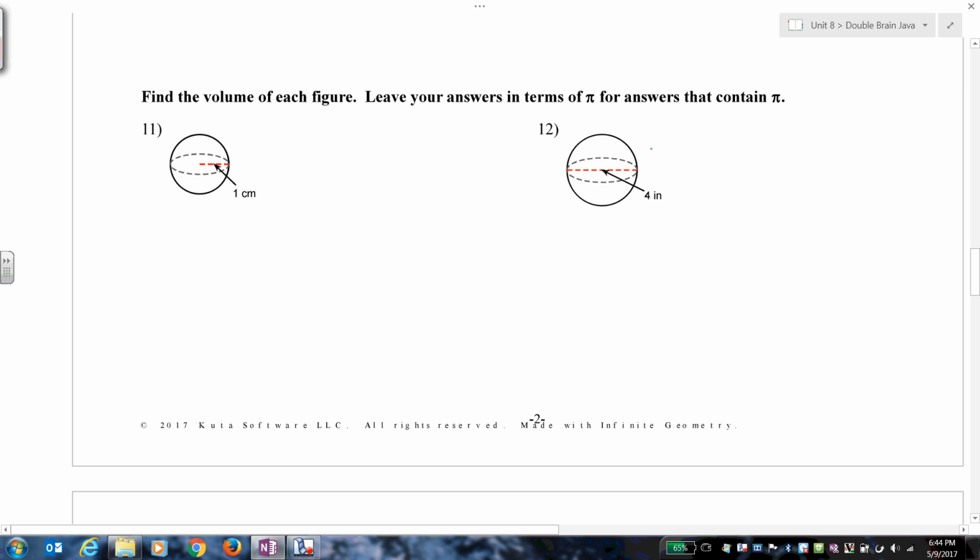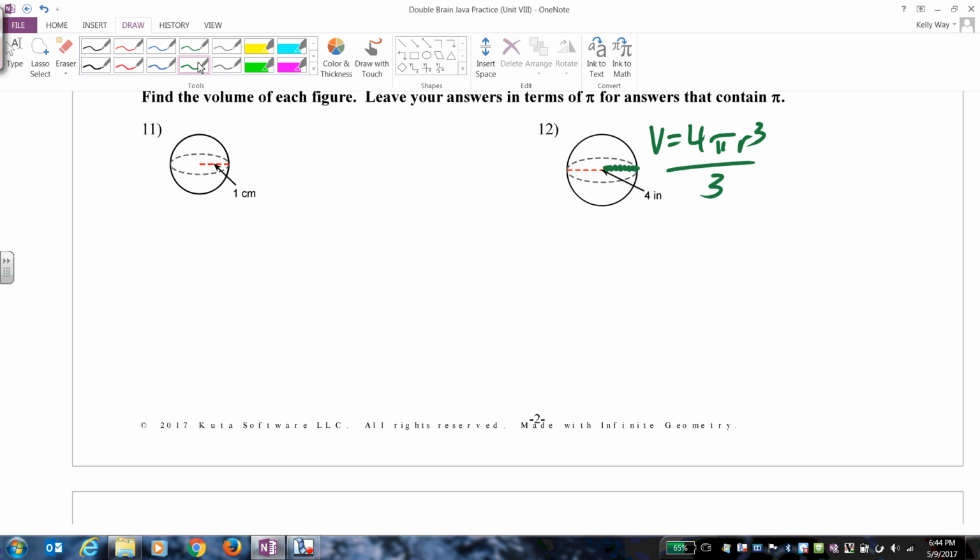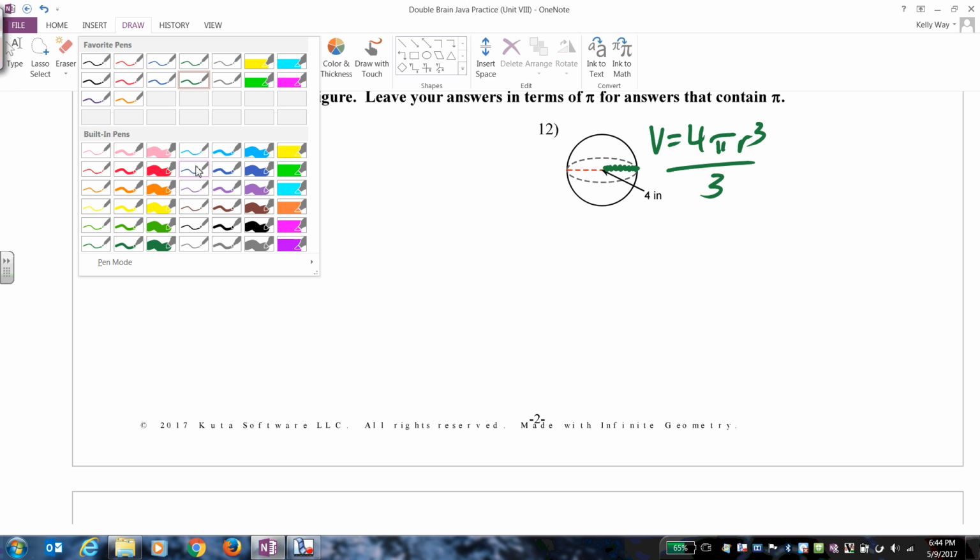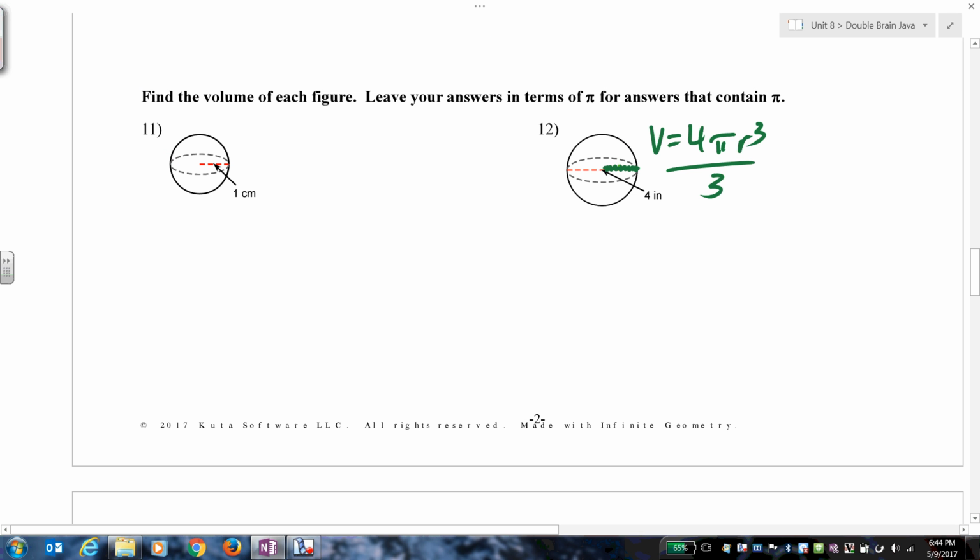Volume for a sphere is 4 pi r cubed over 3. Once again, physically trace your radius. Do not let your eyeballs determine what that number is. Quite often, a diameter is given, and you have to halve it to find the radius, which of course in this case is going to be 2. Finish the rest, leave that in pi form.